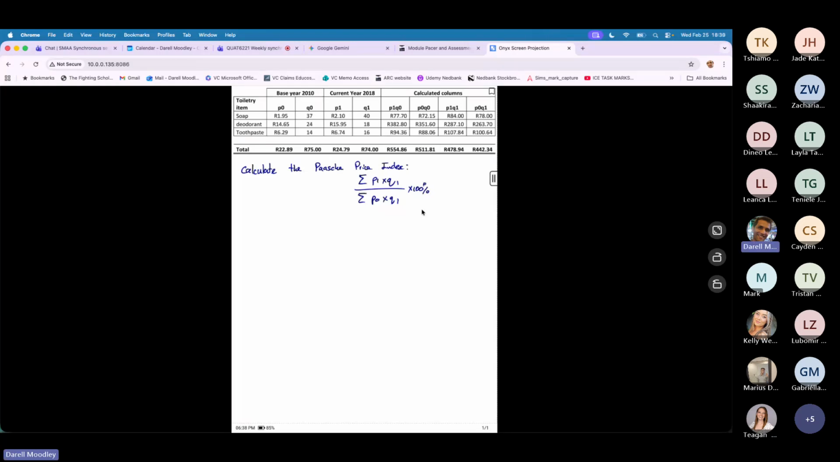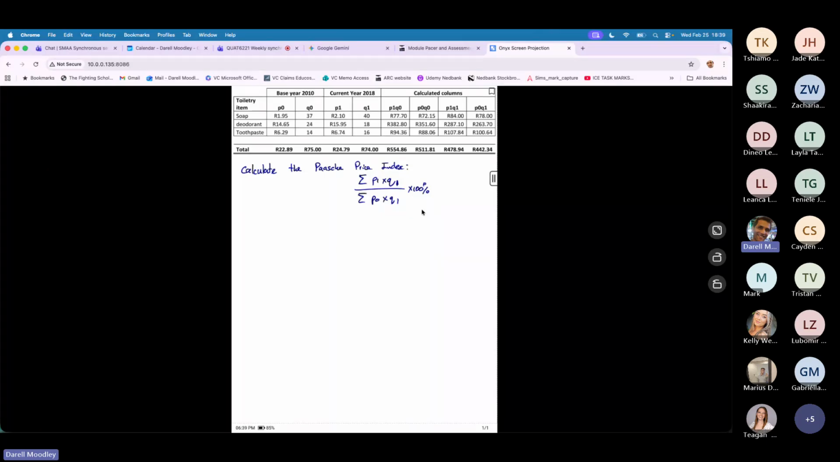Now, the only difference between the formula we did earlier and now is before this was Q0 on the top and it was Q0 on the bottom. But now it's Q1 and Q1. So in other words, you're keeping the quantity in the current year constant. That's the difference.